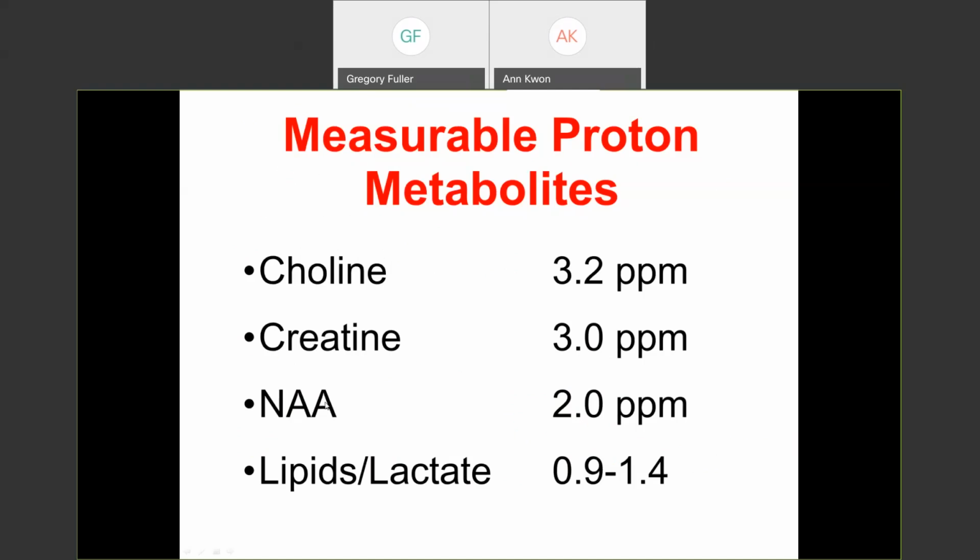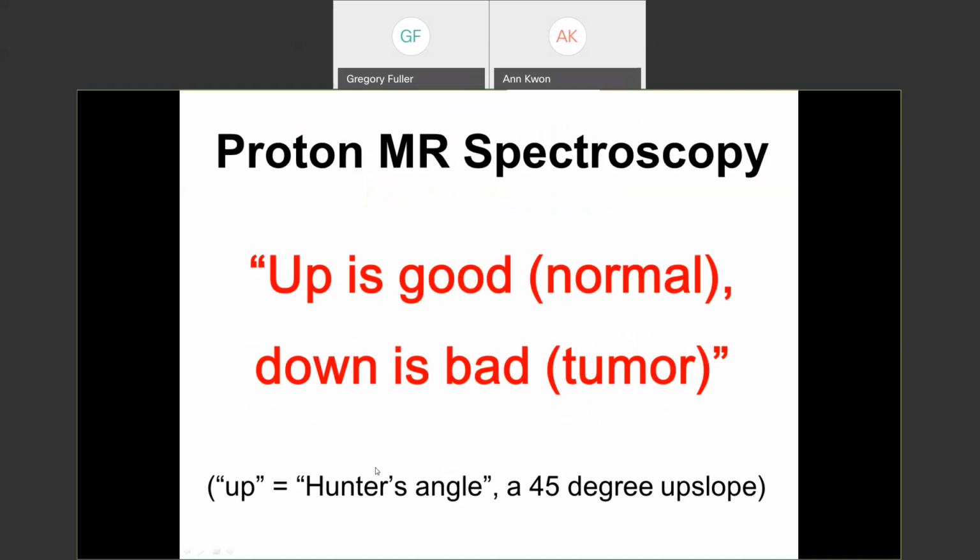Think neurons. If the neurons are all dead, they're gone, NAA is going to drop like a rock. Densely cellular tumor, more cellular than normal brain, choline is going to skyrocket. Lipids and lactate, measures of ischemia, necrosis, you're going to get a good peak here.